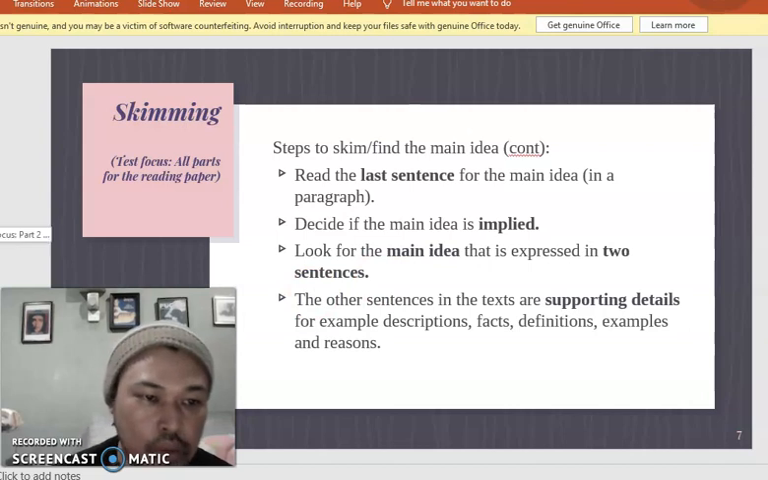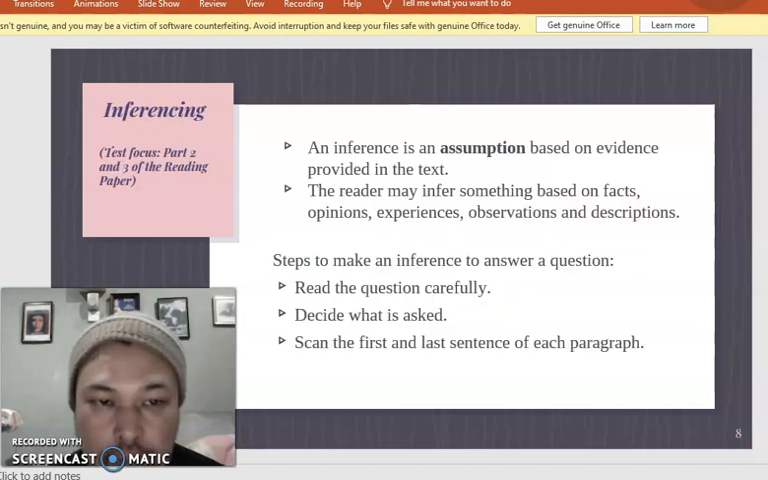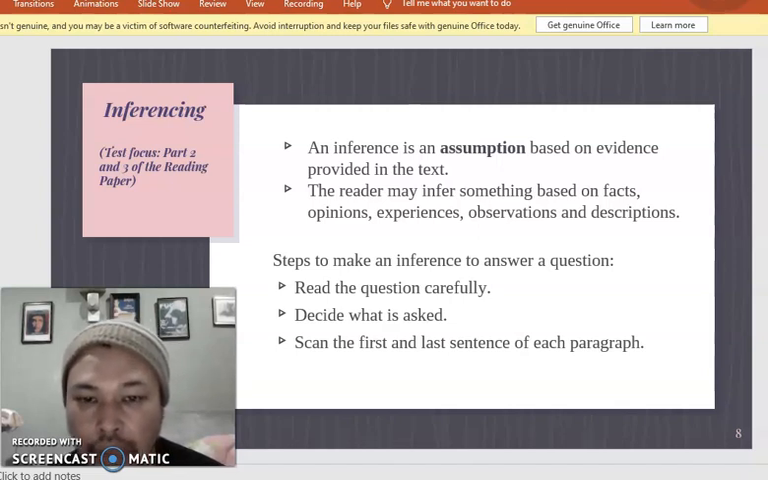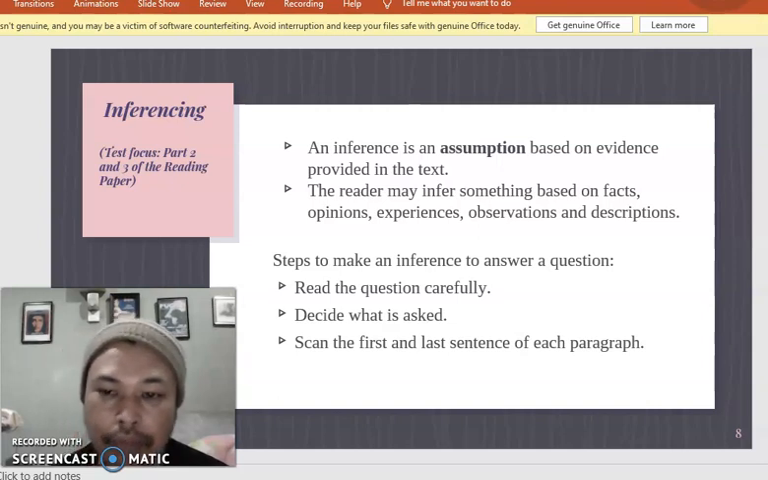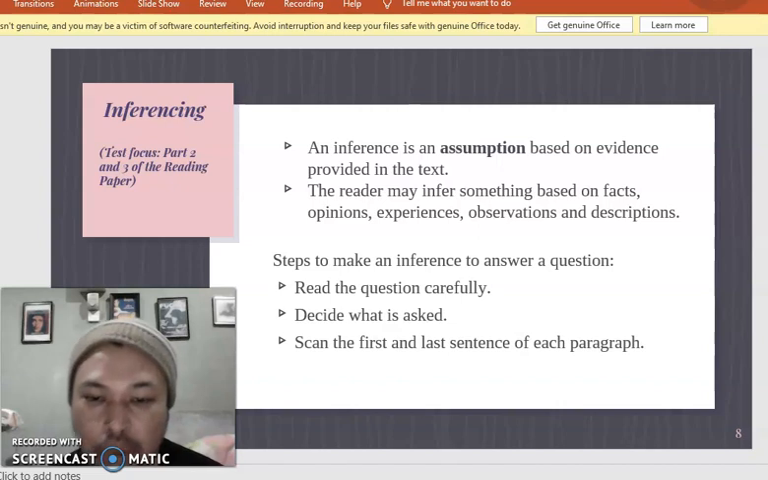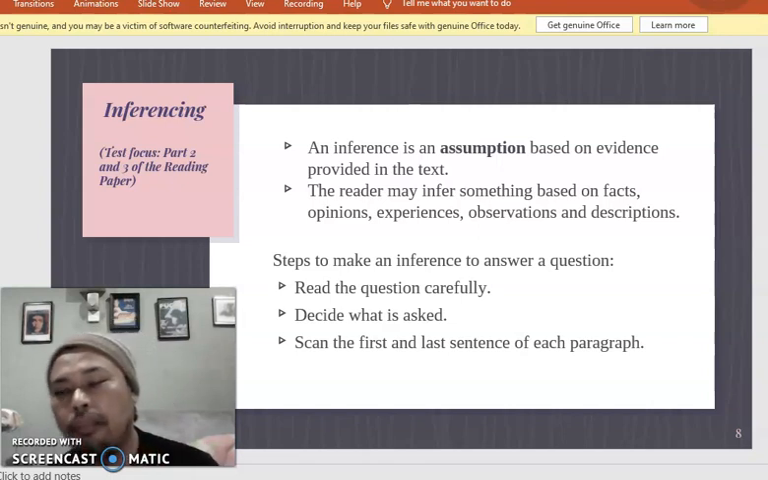So we go to the next one, which is inferencing. An inference is an assumption based on evidence provided in the text. The reader may infer something based on facts, opinion, experiences, observation, and description. The steps to make an inference to answer a question are: read the question carefully, decide what is asked, and scan the first and last sentence of each paragraph.